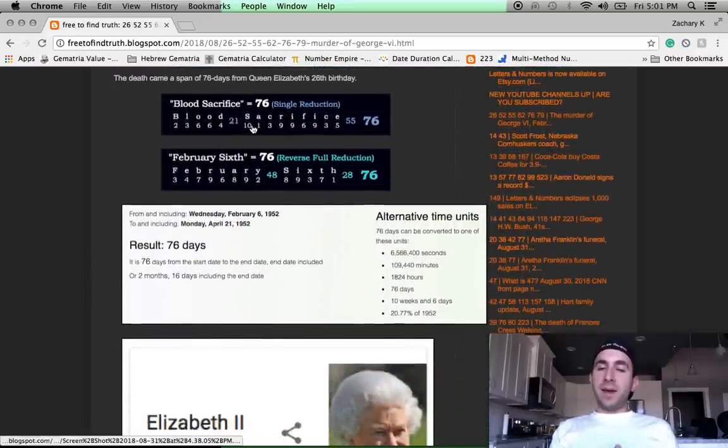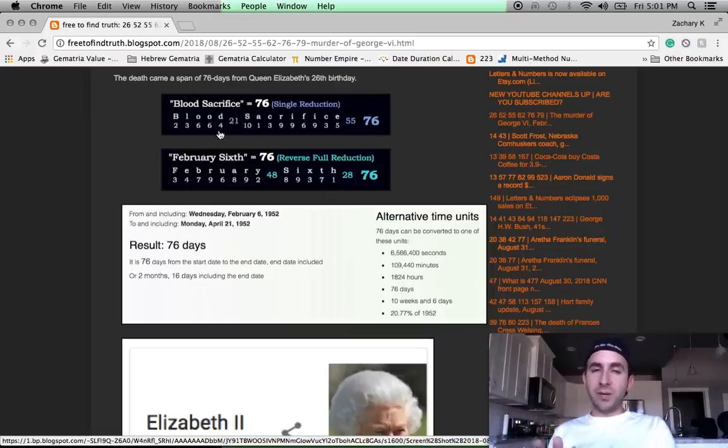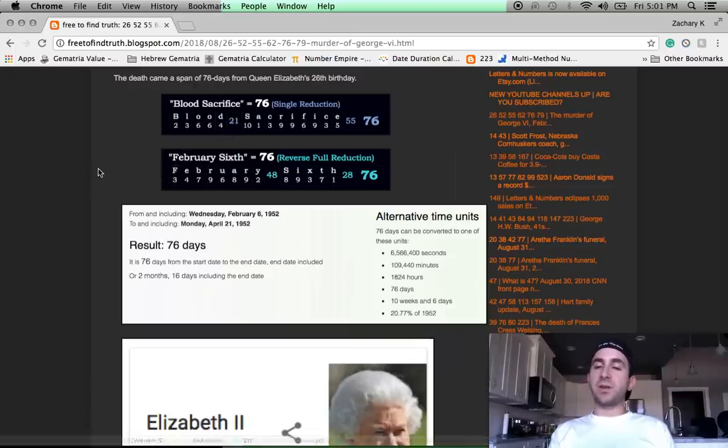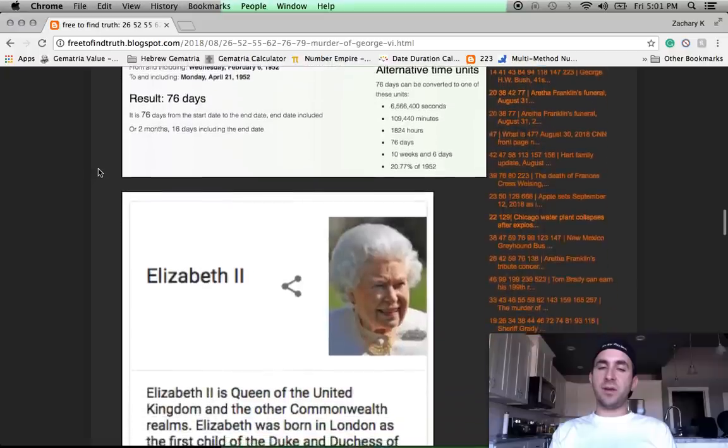From the day he died to the Queen's upcoming 26th birthday, she was 25 when he died. By the way, death equals 25 with the reverse alphabetic order and rules of numerology. But from the day he died to the Queen's upcoming 26th birthday, 76 days. February 6th, 76. Blood sacrifice, also 76.